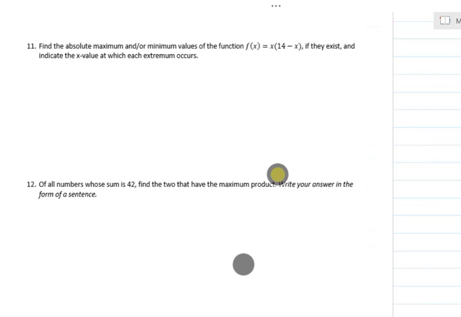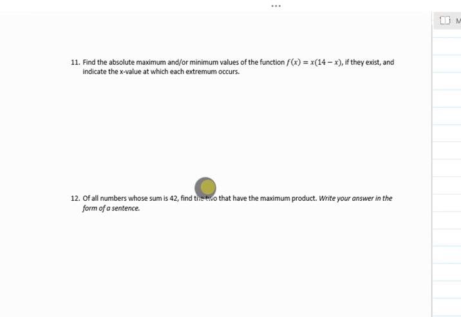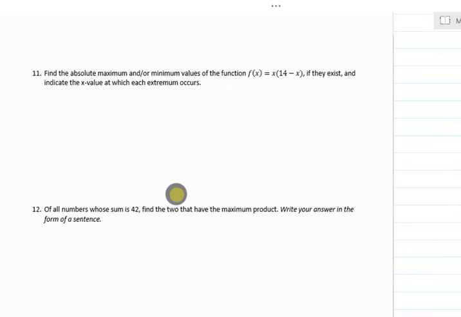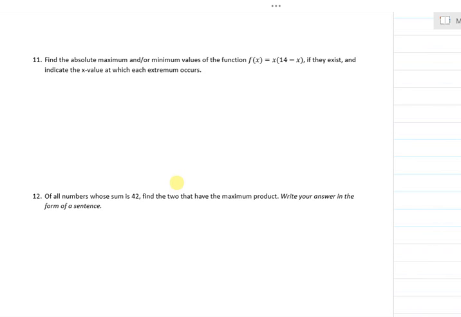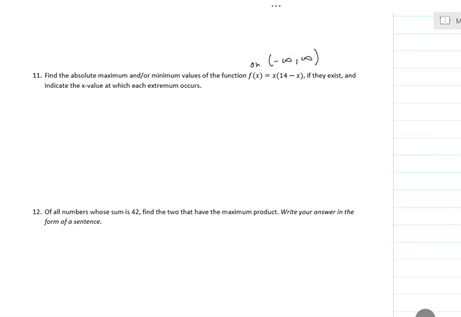Okay, now number 11. Find the absolute maximum and/or minimum values of this function, if they exist. It's not telling me on what interval, so I'm going to assume it means on the entire real line. So I can only solve this problem if there's only one critical value.